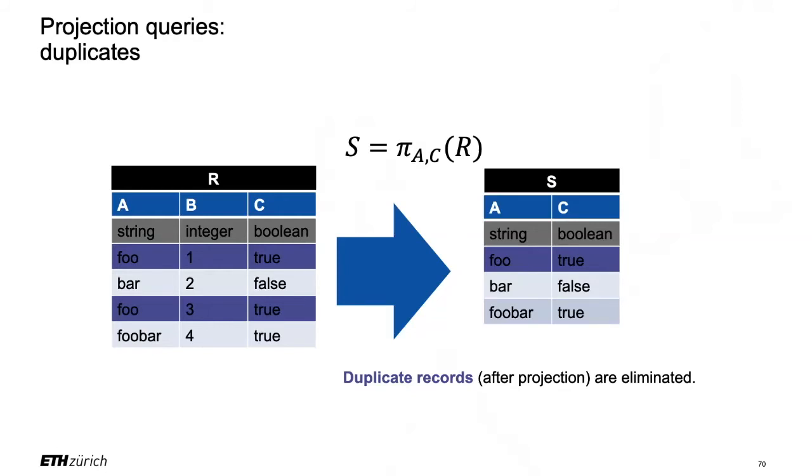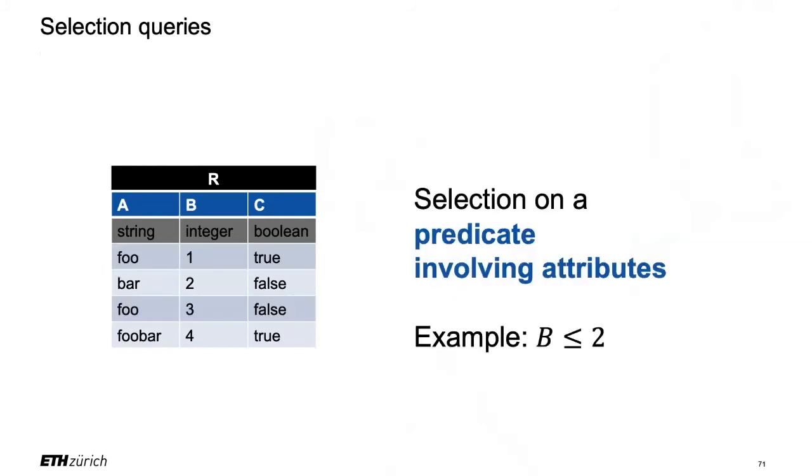Projection worked on the columns, right? Can we do the same thing on rows? And the answer is yes, we can. And what we need is a predicate. It's some yes-no question that we can ask for every one of the records. As an example, we could have as the yes-no question, is the value of B smaller than or equal to 2? That's my yes-no question. The fancy word for that is a predicate. So we use the predicate B smaller or equal to 2, and we ask the question for every record.